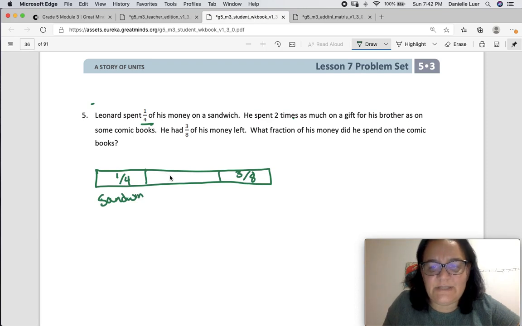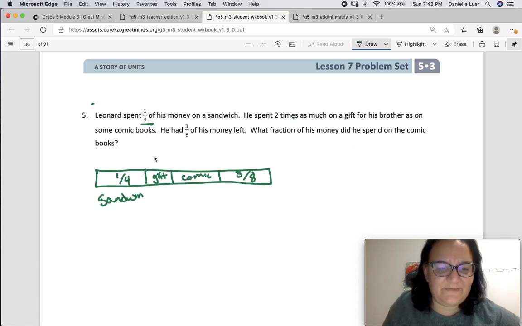He spent 2 times as much on a gift for his brother on some comic books. So it is 2 times 1/4. What fraction of his money did he spend on the comic books? He spent 2 times as much on a gift for his brother as on some comic books. So here's the gift, and there's the comic books. What fraction did he spend on the comic books?